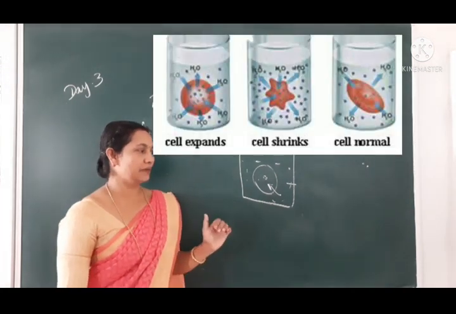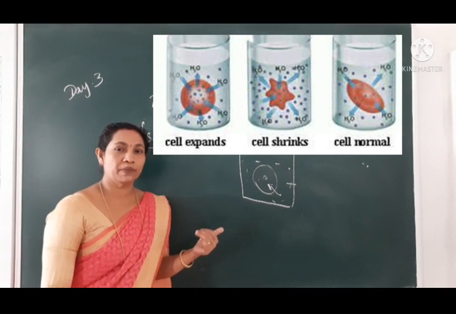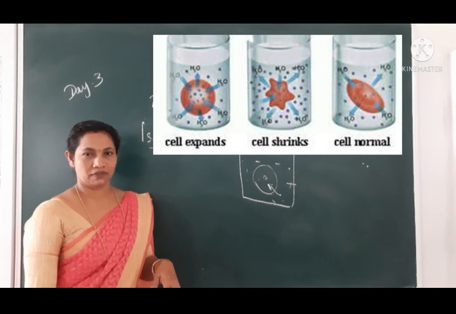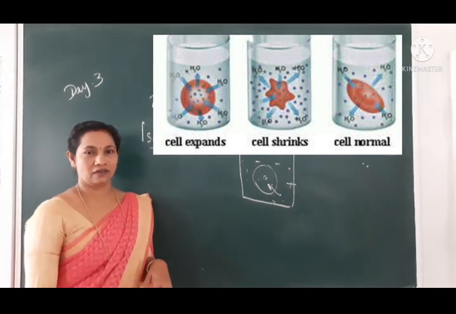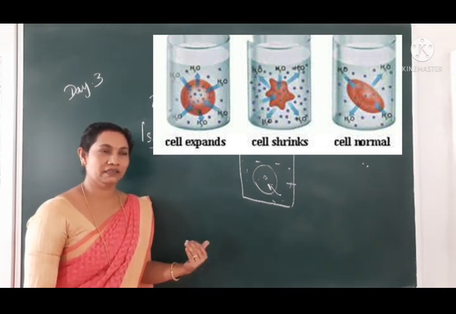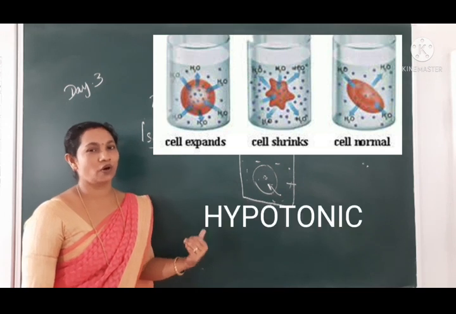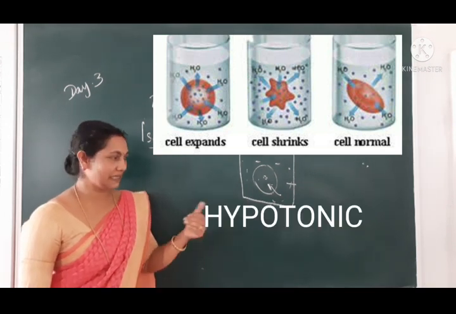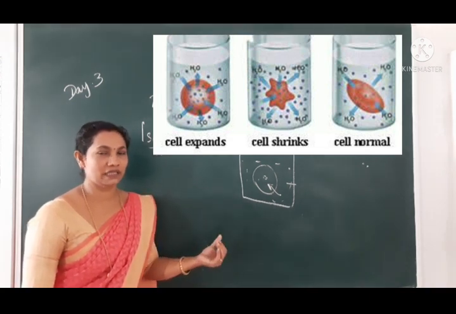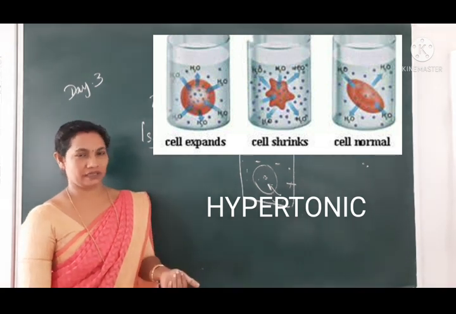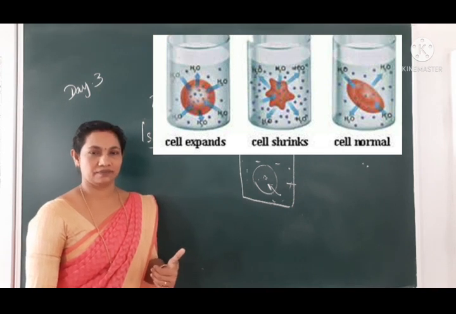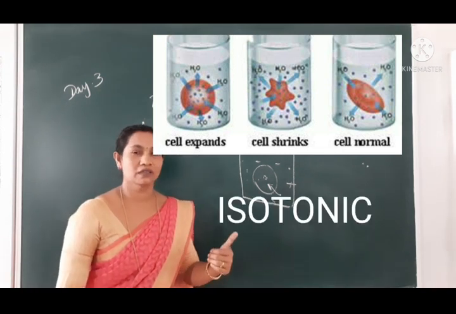Here in this diagram you can see that RBC is placed in three solutions. In the first case, the cell size increases, isn't it? So that solution is a hypotonic solution. In the second case, the cell shrinks. So the second solution is the hypertonic solution. And in the third case, there is no change. So that is the isotonic solution.